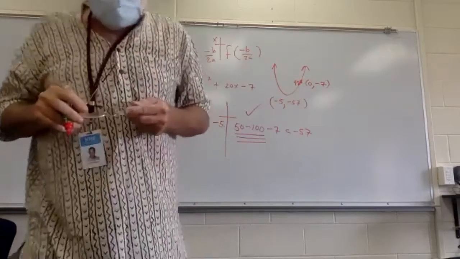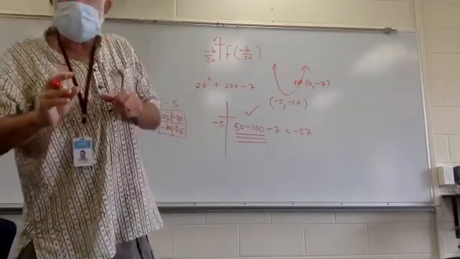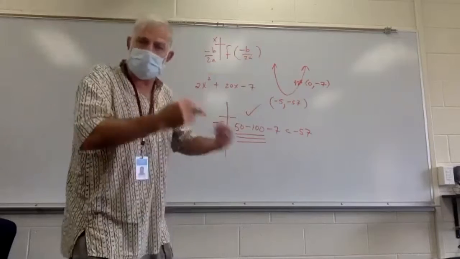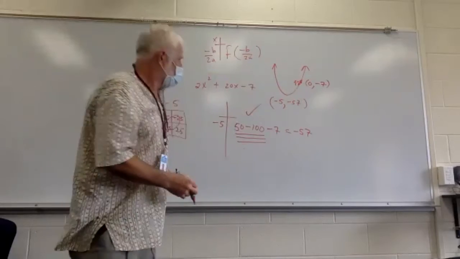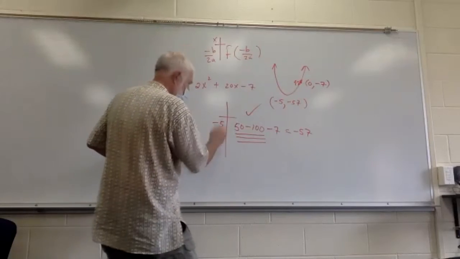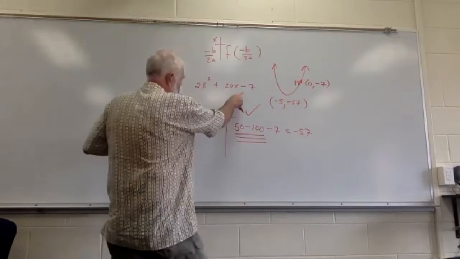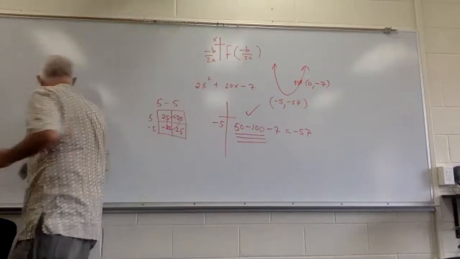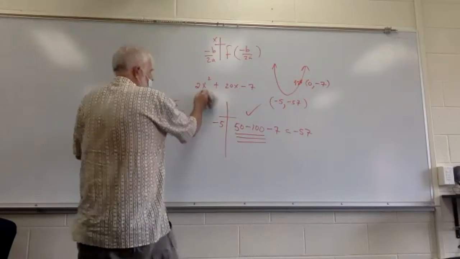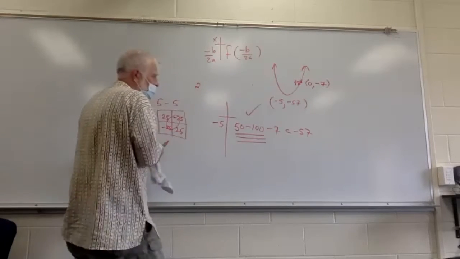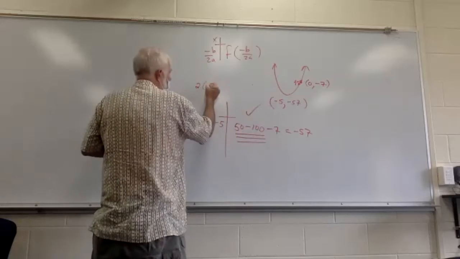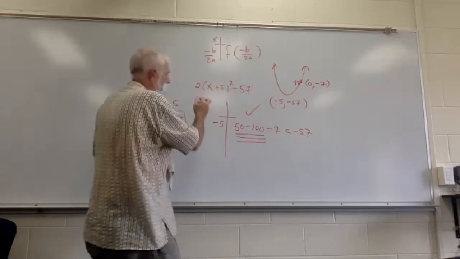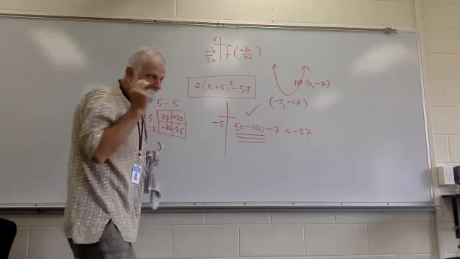Okay. Now, last thing, and that's why I haven't done this yet. I want to do it for the class because I think we'll start to see the numbers work. So the first thing I'm going to do, I'm going to put this in graphing form. In graphing form, the 2 is there, and all I have to do is show the vertex. And the vertex, I'm going to write x plus 5 squared minus 57. Are you with me?